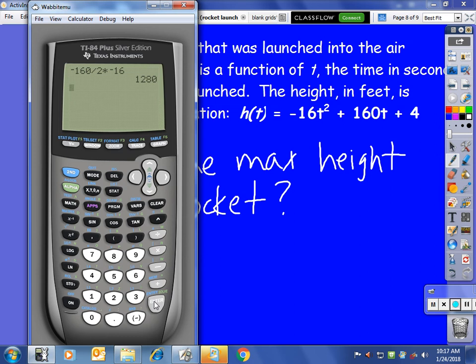Absolutely. You got to put parentheses around the denominator. The calculator is following order of operations. It's doing negative 160 divided by 2 and getting negative 80. And then it's multiplying negative 80 times negative 16. And that's really not what you're supposed to do.